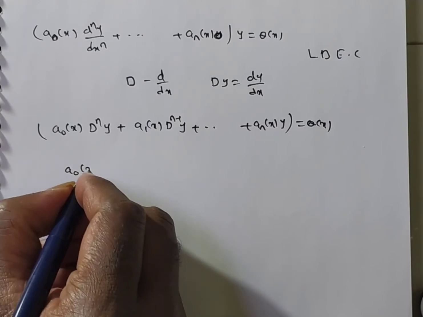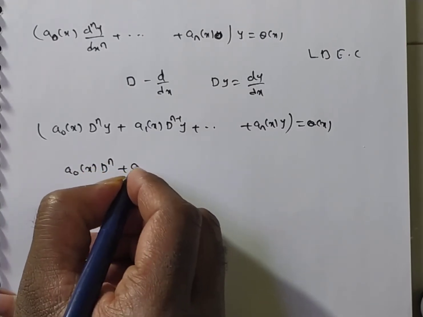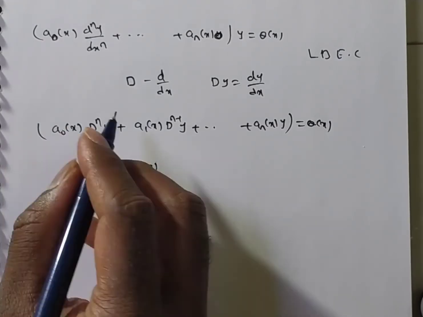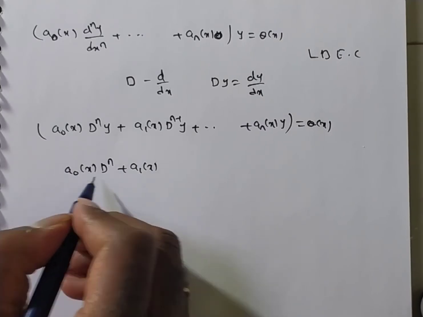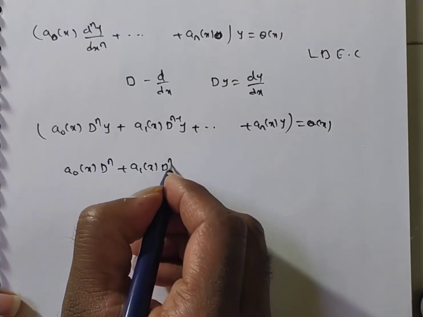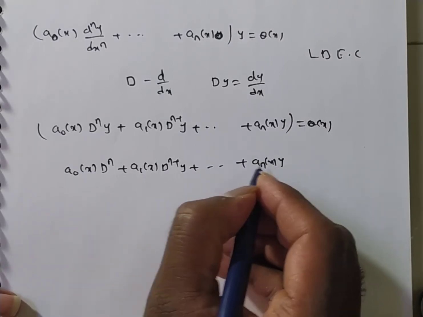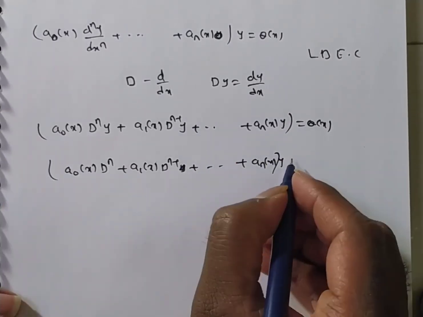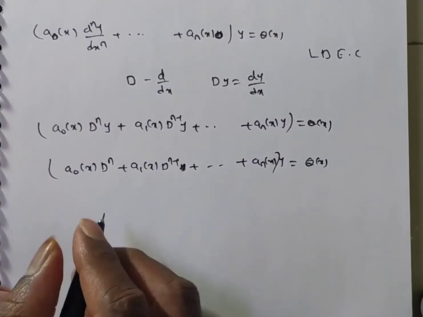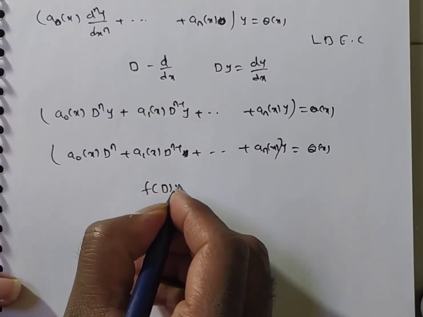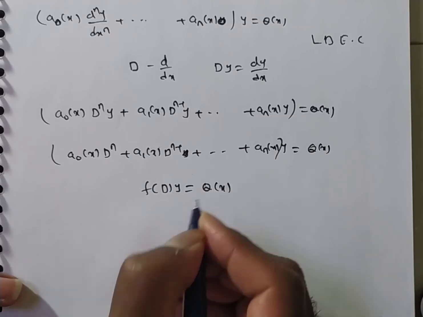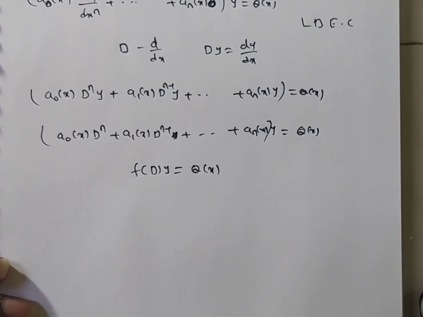Then a naught of x into d to the power of n plus a1 of x into, okay, it is a constant, so treat this as a constant, even though I have written x. d power n minus 1 y plus so on plus an of x into y, where I took y as a common term, is equal to q of x. Now you observe this is in the form of f of d into y is equal to q of x. Operator form: f of d into y is equal to q of x.